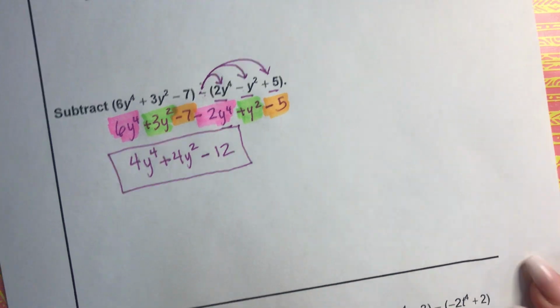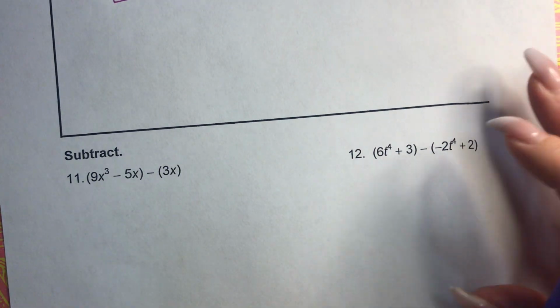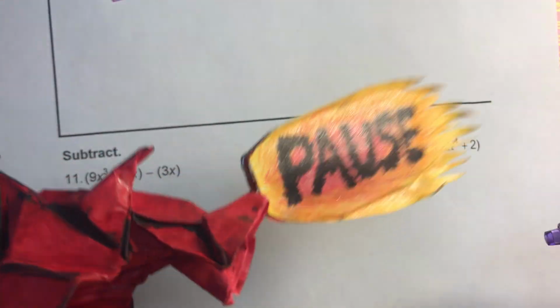Okay? So now I want you to try 11 and 12 on your own. You're just going to subtract these. And here is my friend the pause dragon. I need to pause your device, work at 11 and 12. When you get done, press play and we'll talk about them. All right, see you in a bit.